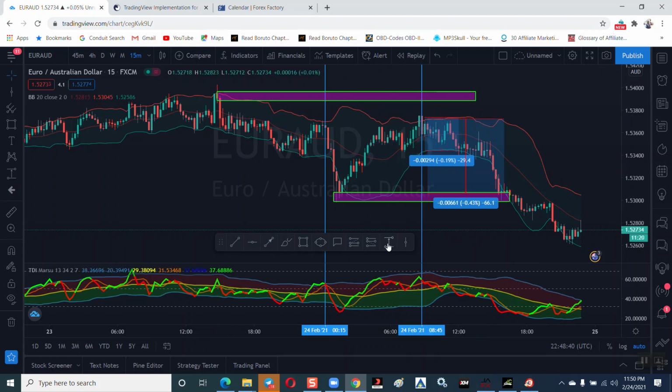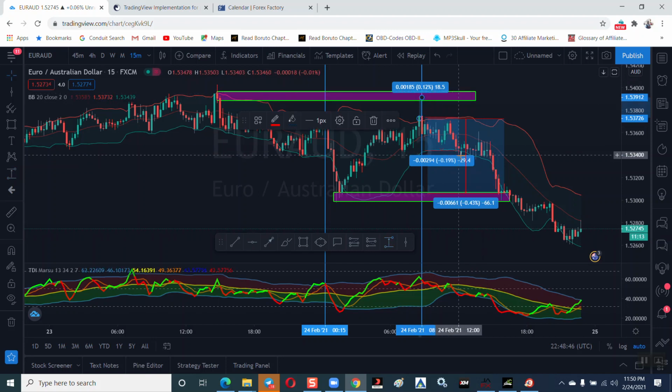So let's see the risk involved in this trade. If we're taking this trade, our risk is 18 pips, and the first take profit is 29. The second take profit is 66 pips. So that is that trade. Since it's a downtrend, we focus on price at the upper band, and the TDI should give us an entry, which is going to give us a red from here. So that is our sell.